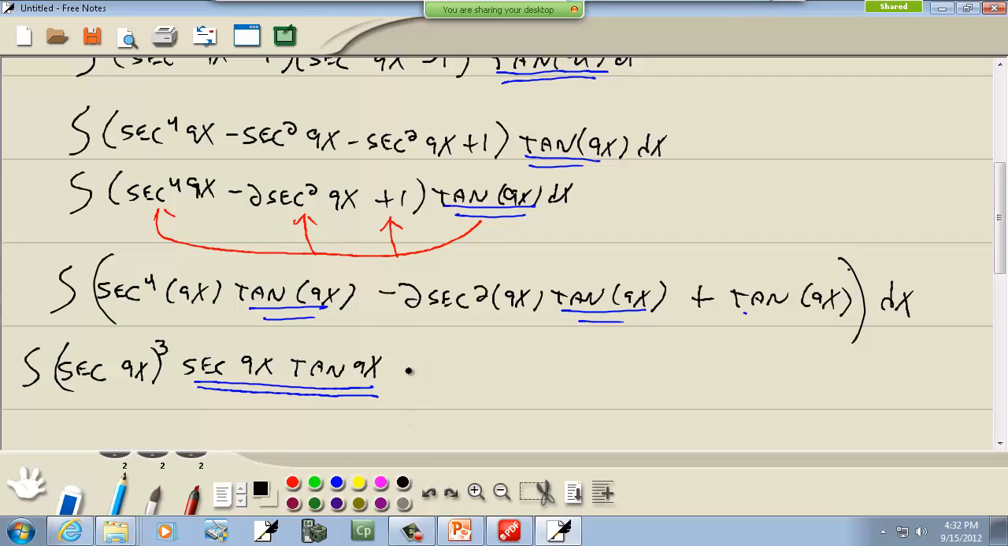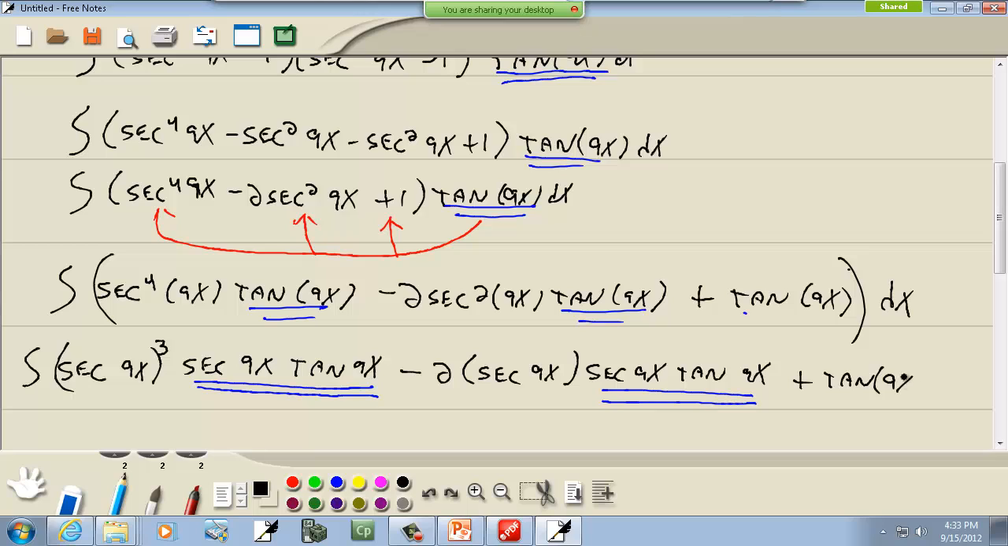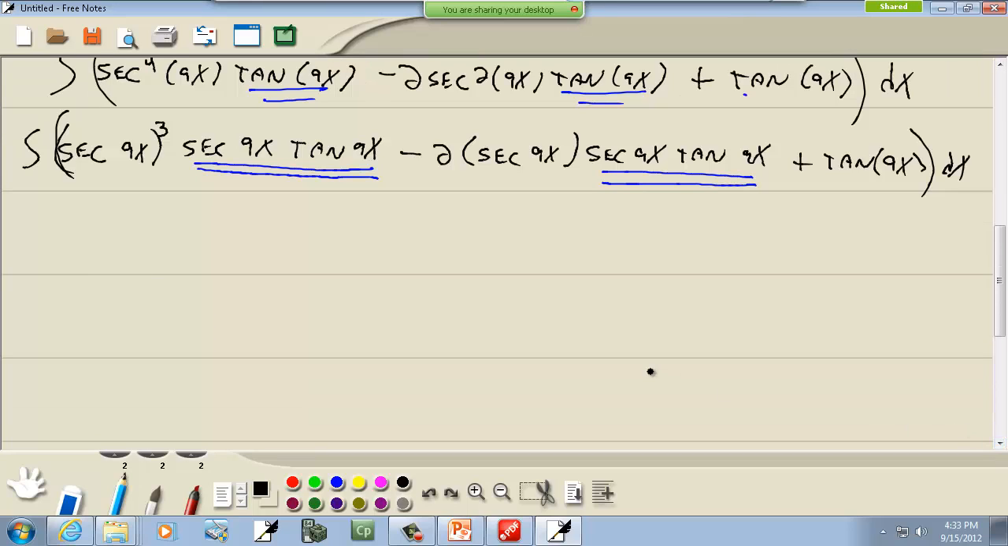On this one, we have minus 2, and I got secant 9x, and here's secant 9x, tangent 9x. This is our save part. Then this part here is tangent 9x and dx. Okay.